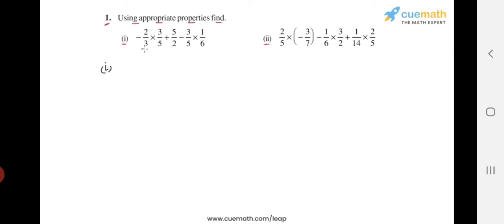In part 1, the expression is this expression that you see here: minus 2 by 3 into 3 by 5 plus 5 by 2, and then minus 3 by 5 into 1 by 6. If you observe this expression carefully, you can see that it's made up of three parts. There is minus 2 by 3 into 3 by 5, then there is plus 5 by 2, and then there is minus 3 by 5 into 1 by 6. So essentially the expression has three terms in it, these three terms that I have boxed.